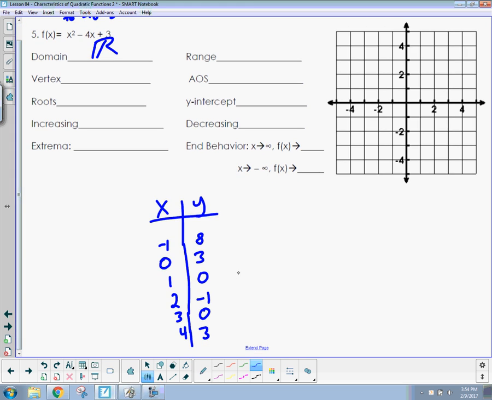So evidently this (2, negative 1) must be my vertex, and you can start seeing the curve. So I'm going to go ahead and plot these. Negative 1, 8, nope, can't fit it. 0, 3, right here. 1, 0, that's right here. 2, negative 1, right here. 3, 0, right here. And then 4, 3. Boom.